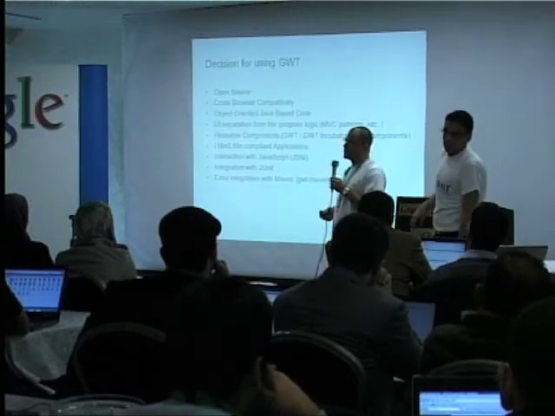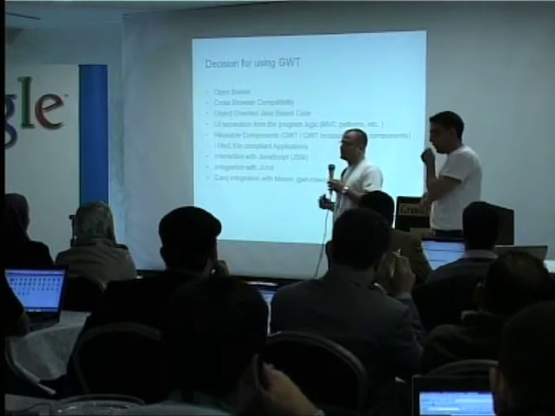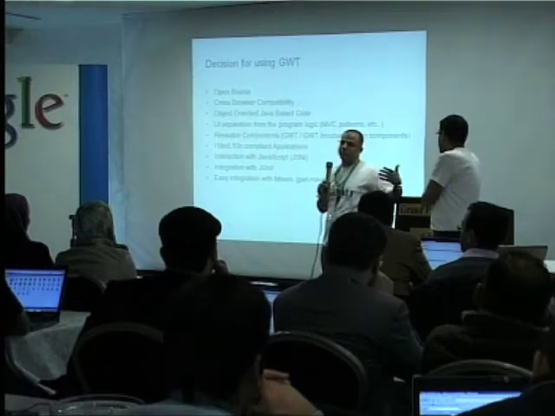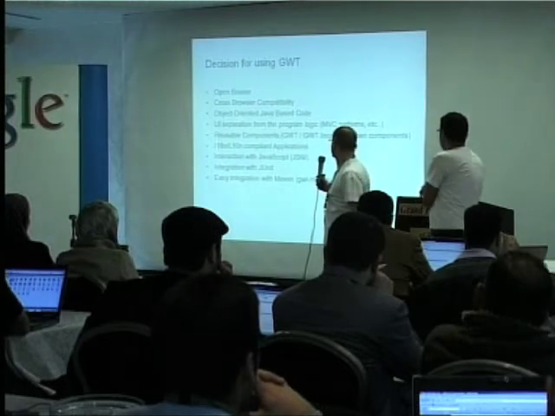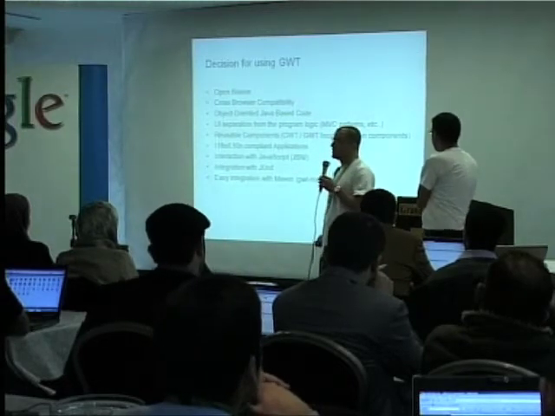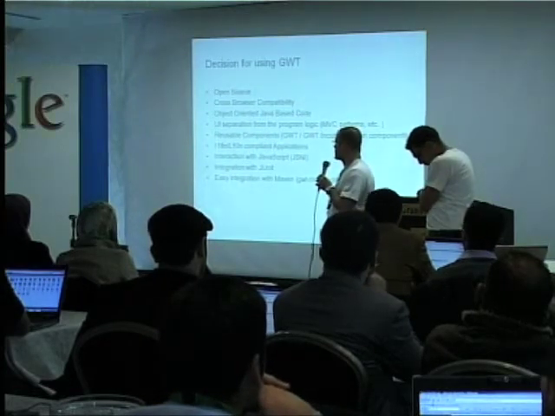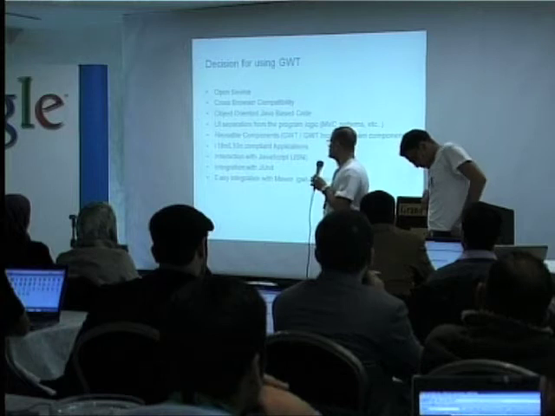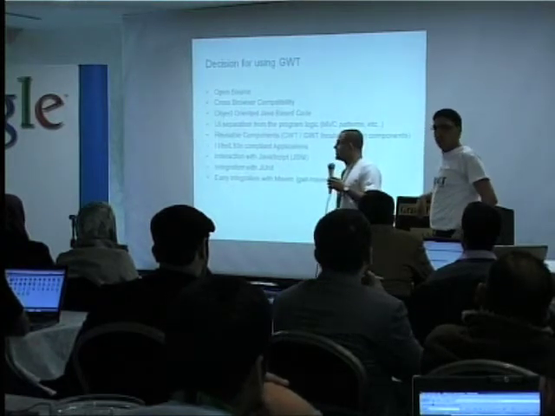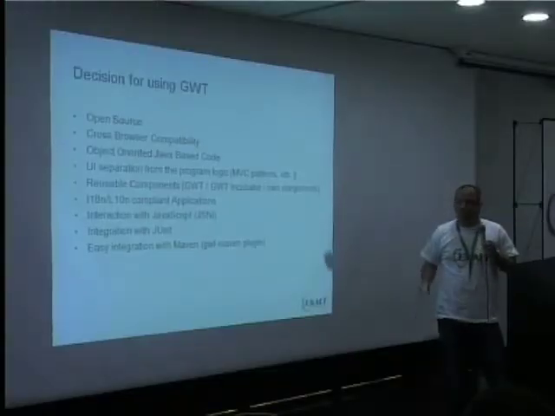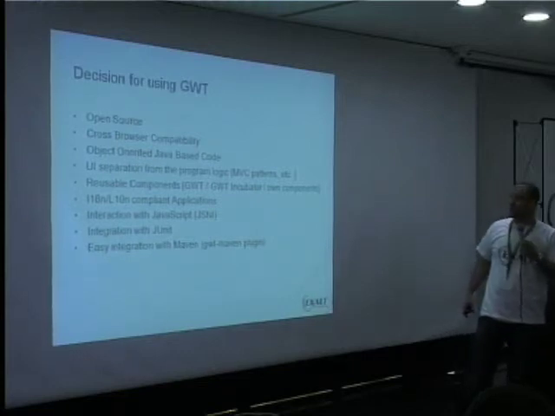GWT offers many reusable components. There's also an incubator. Some of the components, before getting into the release, are in the GWT incubator, and you can build your own components. The next important point is internationalization and localization of applications. It's really simple using GWT. All you have to do is externalize the strings to resource bundles, and then change the locale.